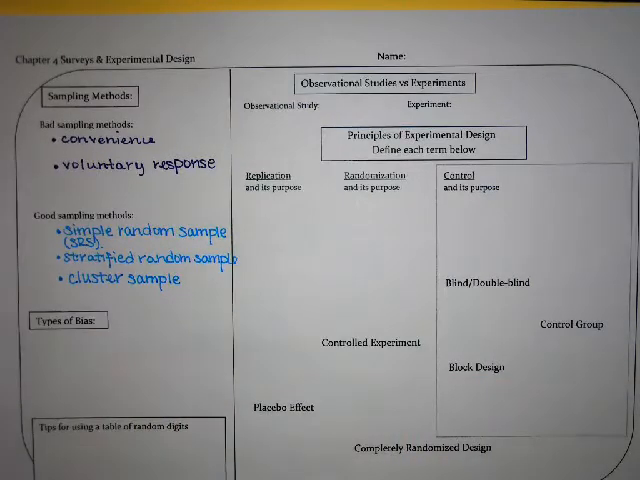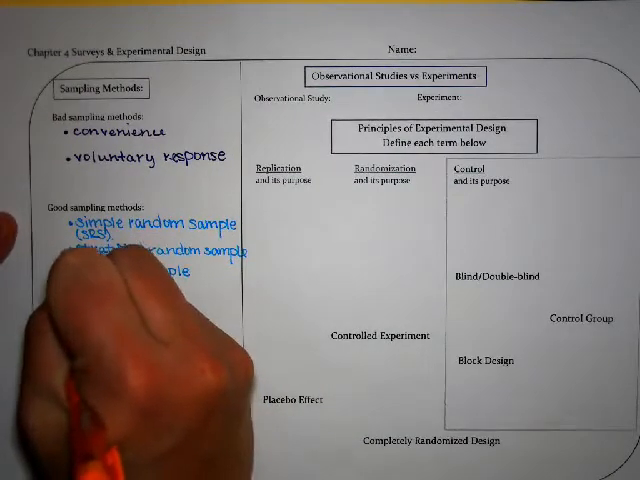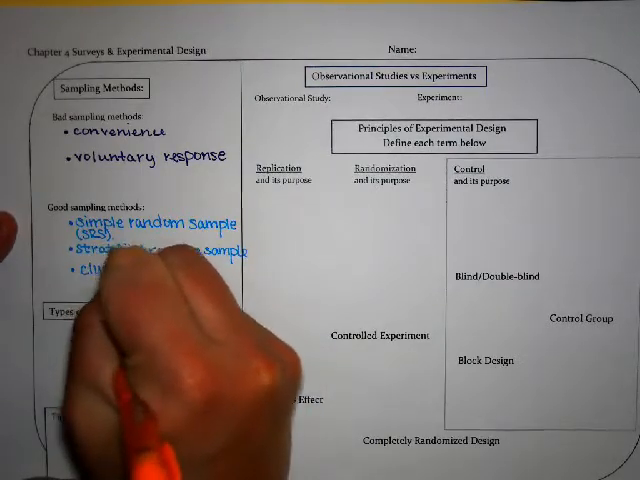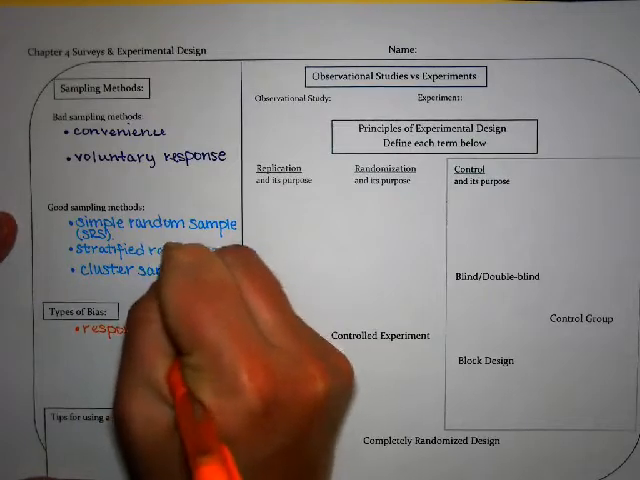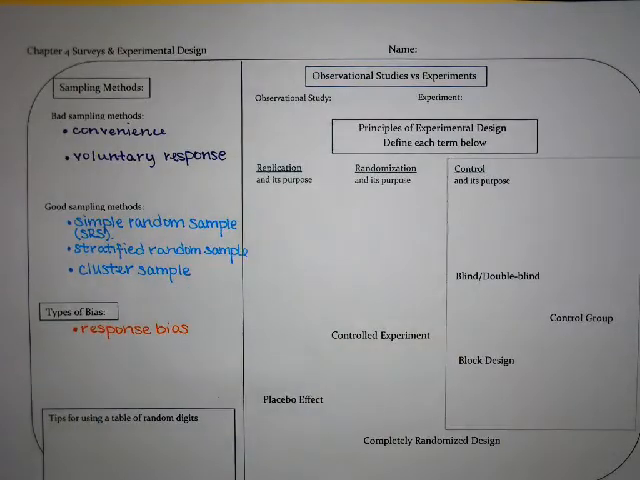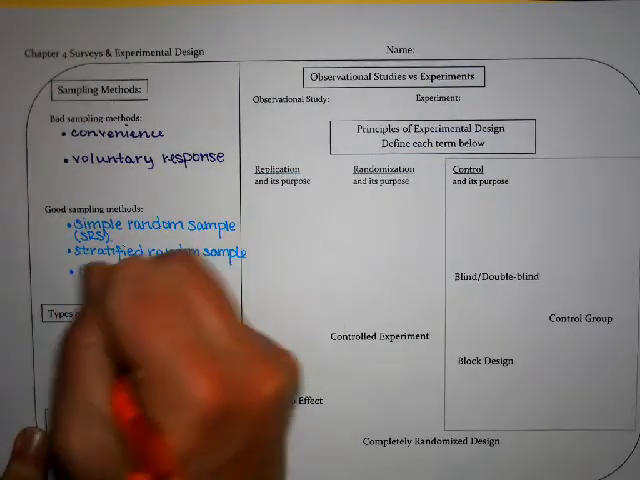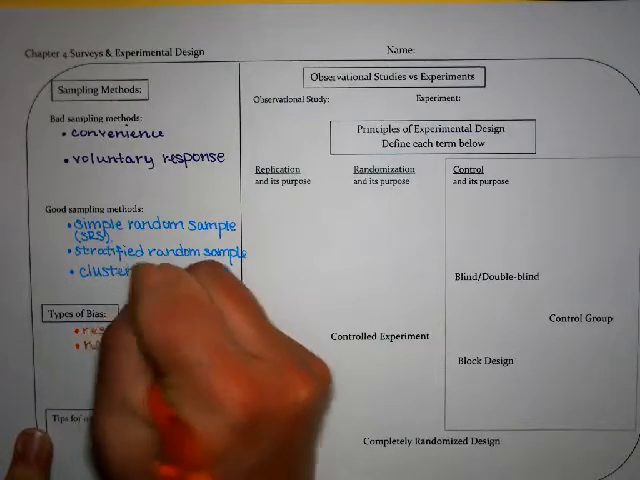And of course, our samples can introduce bias. The most common types of bias were response bias, so like people lie or purposely give wrong answers to mess with the data. Non-response bias, so like me when I never answer the phone.